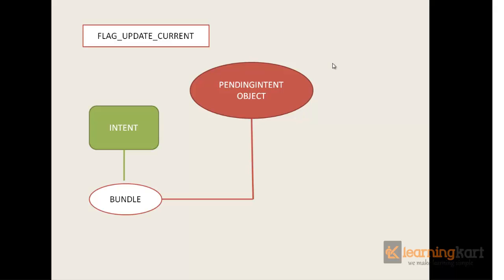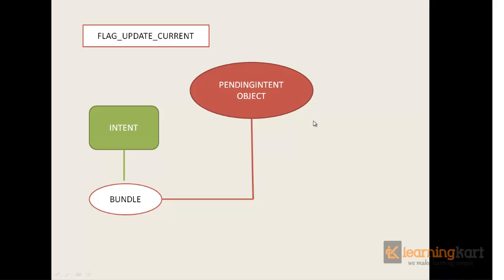And the third is FLAG_UPDATE_CURRENT. In case there is no existing object, then the system will create a new object with the new data. But in case there is already an existing object, then it will update that pending intent object with any updated data which we have put in the intent. It will update the pending intent with the fresh data. So in case of FLAG_UPDATE_CURRENT, the same existing object will be used but will be refreshed with updated data from the intent object.